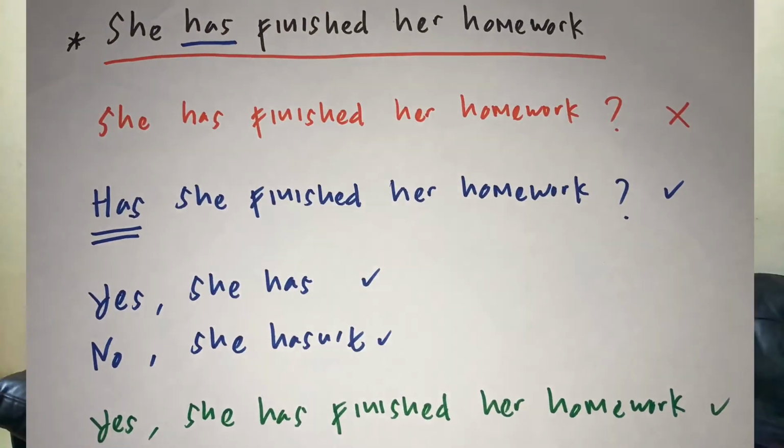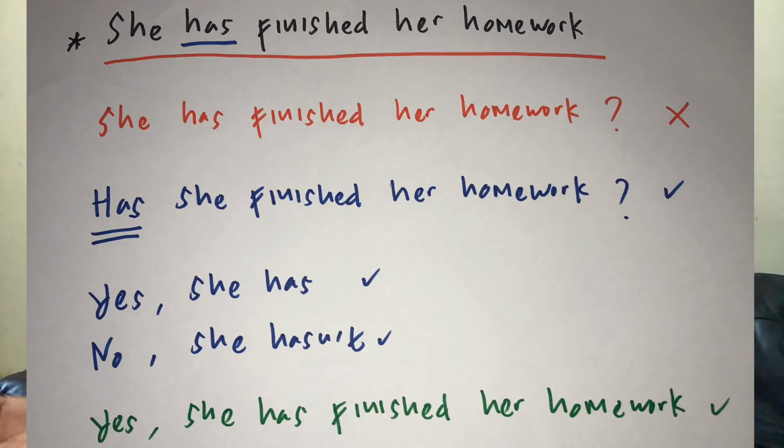Okay, so this is one example of a sentence using have in perfect form. Another example is, she has finished her homework. Again we have has here in the perfect form. To make the yes/no question, just simply put has in the beginning of the question. Has she finished her homework? Yes, she has. Or no, she hasn't.